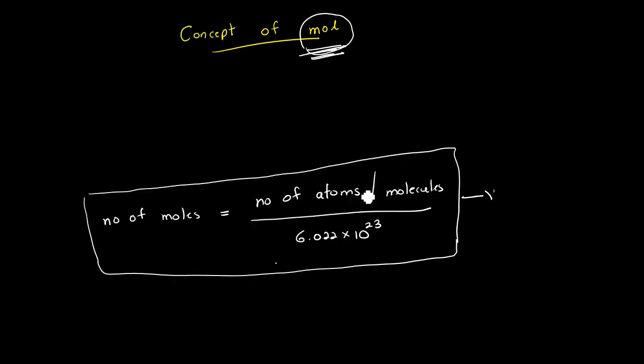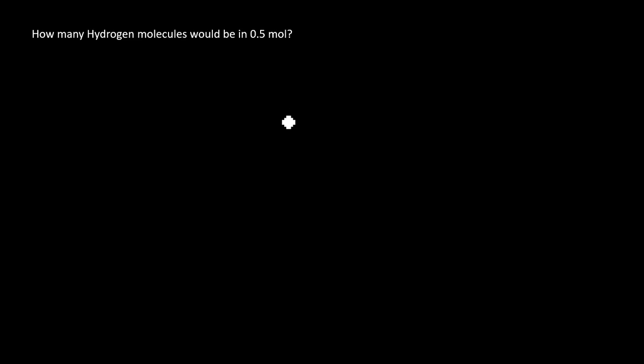So we will try a few questions to see how we can use this in real time. So here we have: how many hydrogen molecules would be in 0.5 moles? Here we have the hydrogen. They are asking for hydrogen molecules, right? So here this is the hydrogen molecule. So how many hydrogen molecules would be there in 0.5 moles?